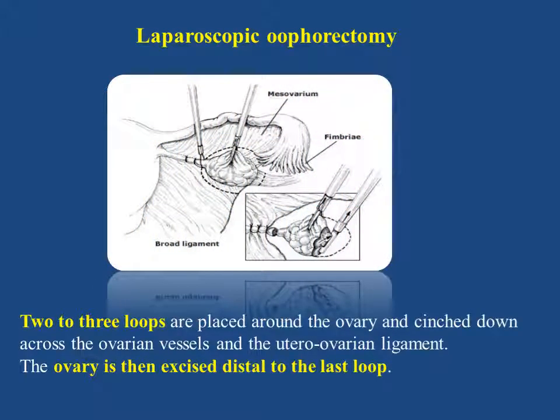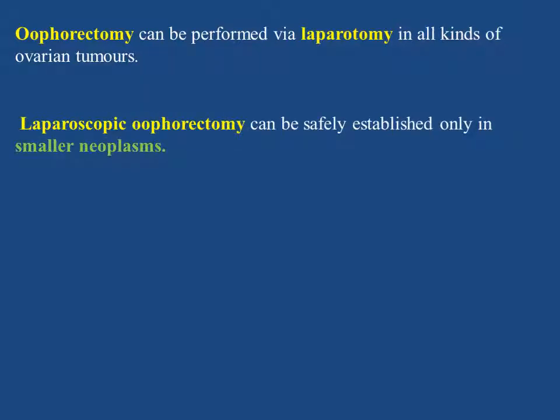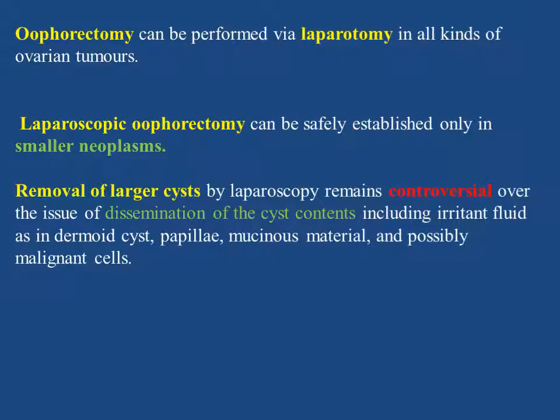I can do a laparoscopic oophorectomy, where 2 to 3 loops are placed around the ovary and pinched down across the ovarian vessel and the uteroovarian ligament. Then the ovary is excised, of course, distal to the last loop. The oophorectomy can be performed, as I told you, via laparotomy in all kinds of ovarian tumor. The laparoscopic approach is safely established only in smaller neoplasms.